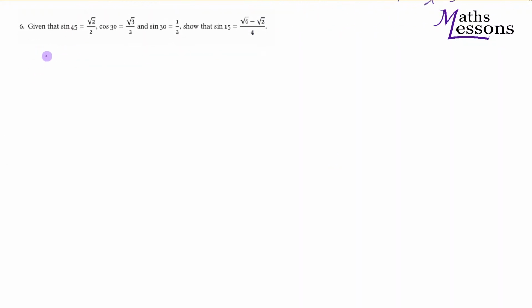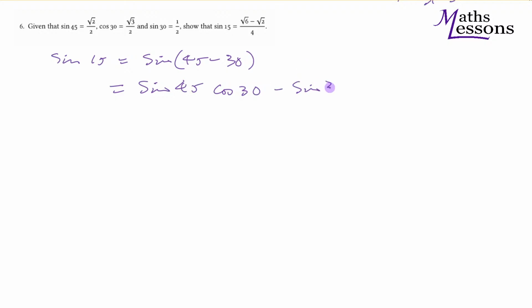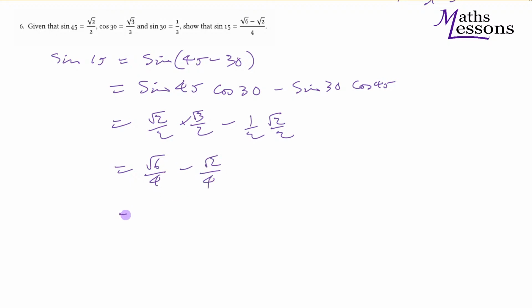So we've got sine 15 will equal sine of 45 minus 30, which when you expand it is sine of 45 cos of 30 minus sine of 30 cos of 45. Sine of 45 is root 2 over 2. Cos of 30 is root 3 over 2. Sine of 30 is a half. Cos of 45 is root 2 over 2. So you get root 6 over 4 minus root 2 over 4, which gives you root 6 minus root 2 over 4.